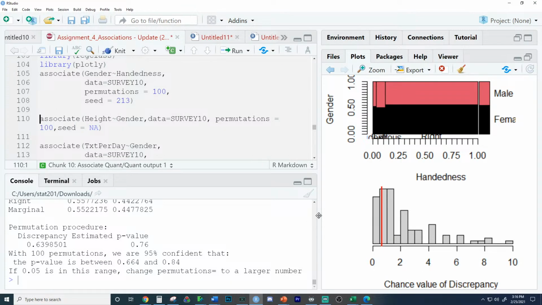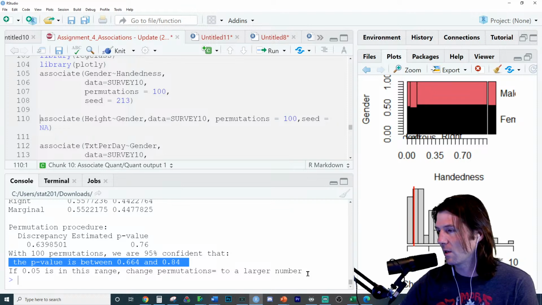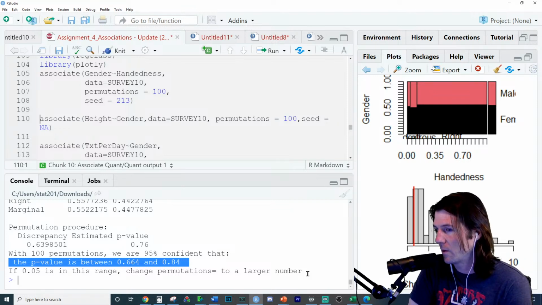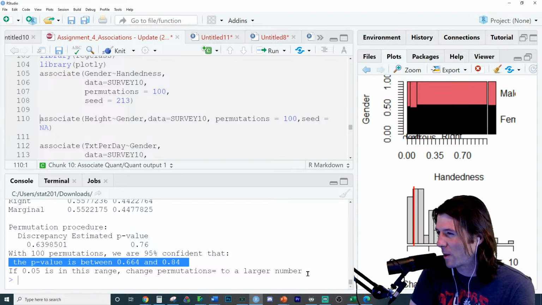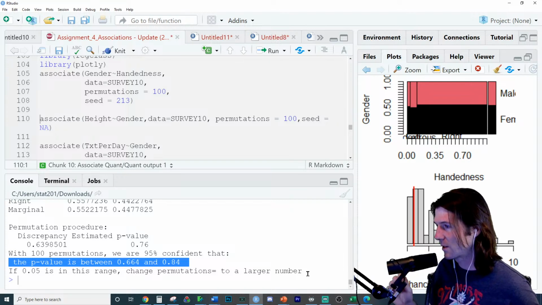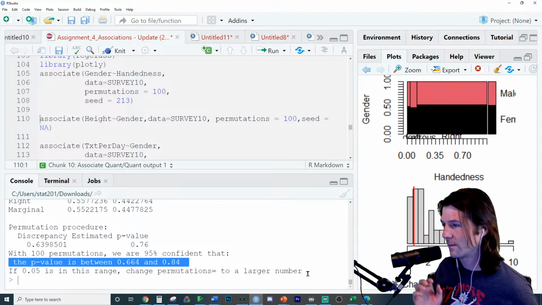Now tell me, are your results conclusive or inconclusive here? Are these results conclusive or inconclusive when we look at this p-value? So we're trying to estimate the p-value here, and we're saying, I think the p-value is about 0.76 for gender and handedness having an association. And so are these results conclusive or inconclusive here? Really good practice.